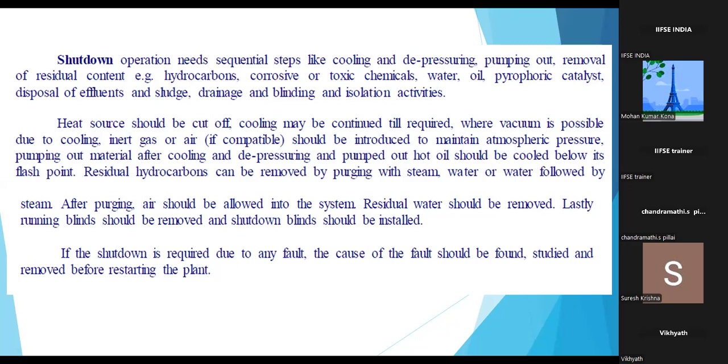In this sense, simply, first we have to cool down, second we have to depressurize, pump out the content inside, and do a cleaning. Clear residue, in the sense of wherever it sticks in the corners or somewhere while pumping out, which did not clearly go out. Then the heat source should be cut off, cooling may be continued till required. So then we have to stop the heat source.